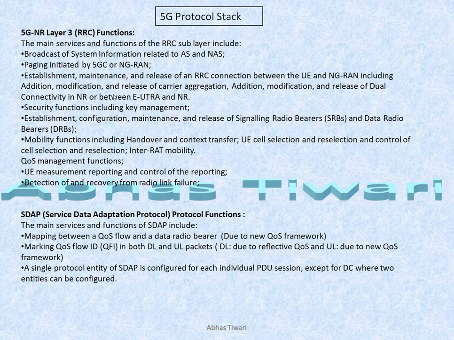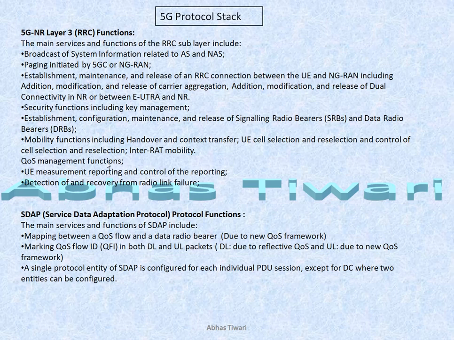Inter-RAT mobility and mobility functions, selection, reselection, all of these functions are control plane functions, and these are taken care of by your RRC mainly. The new layer which is introduced, the second layer, is the service data adaptation protocol, the SDAP layer.